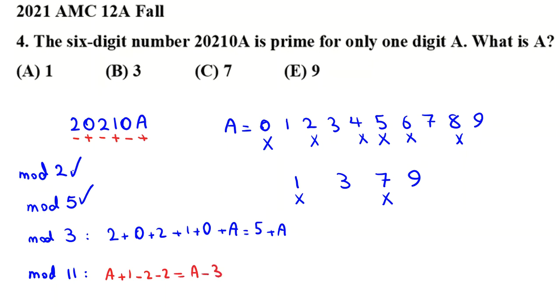So it shouldn't be a multiple of 11. Again, the only prime number that is a multiple of 11 is exactly 11, but this number is greater than 11. So what number is bad? 3 exactly, because if we replace A with 3, it will be 0. Now only one digit is left, so the answer is E, 9.